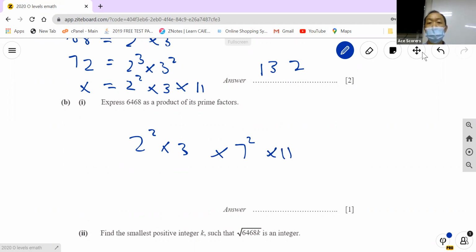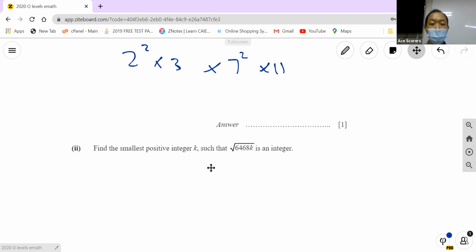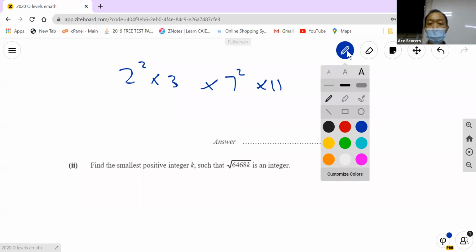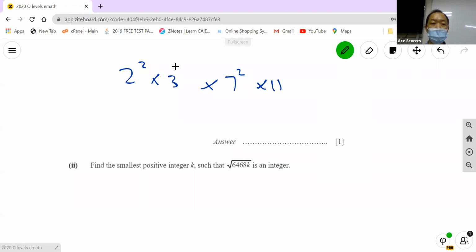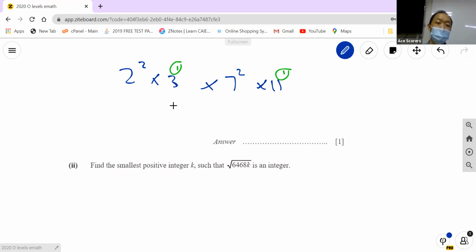That's it. Next one. Find the smallest integer k such that this is a square number. So for it to be a square, all the powers have to be, this is power 1, this is power 1, all the powers have to be even numbers. Okay, which means I'm going to need another 3, another 11, hence k equals 33. Next one.